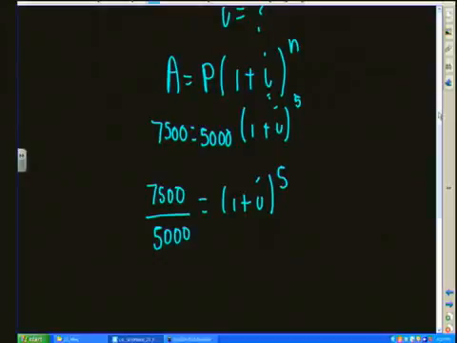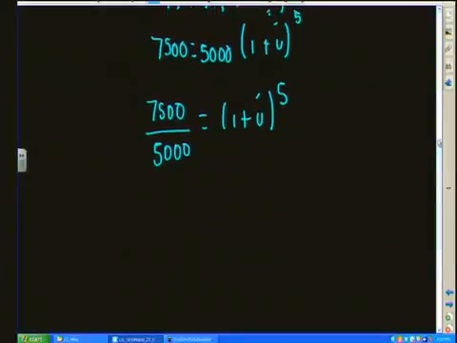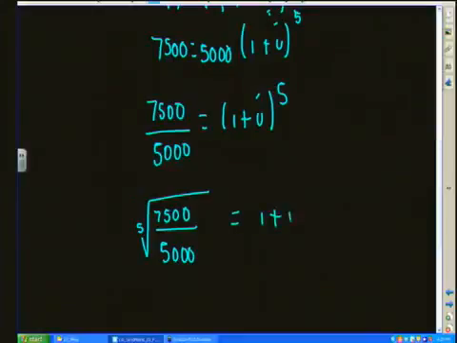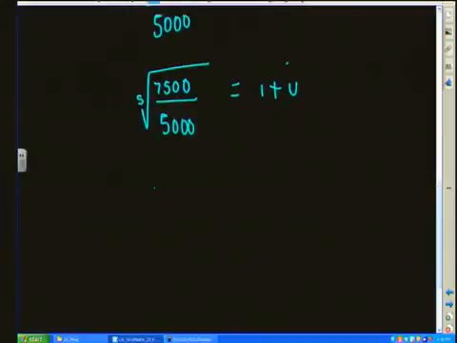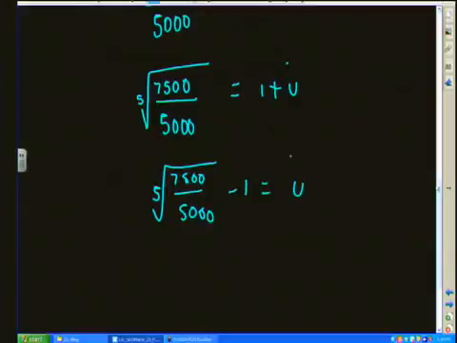You want to get rid of the power 5. We can take the 5th root on both sides, or we raise both sides to the power 1 over 5. It's the exact same thing, because remember, the 5th root is the same as raising to the power 1 over 5. So we take the 5th root of 7,500 divided by 5,000, and then I'm just left with 1 plus I. Okay, and then to get to the I need to subtract 1. So the fifth root of that minus 1 will give me the interest rate in decimal form.